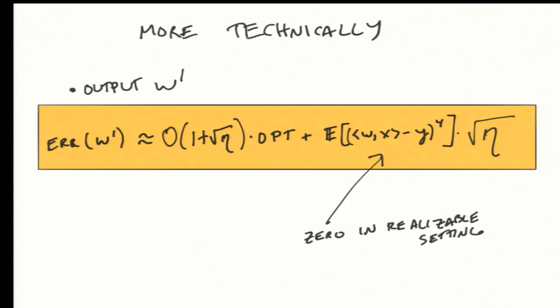Okay, and so more technically what we do is output some W prime whose error is roughly 1 plus eta times square root of eta times opt, plus this other term here, expectation of W dot x minus y to the fourth times square root of eta. And I'll just say that our dependence on eta, this square root of eta, is optimal here. It's not clear if this next term is optimal. I'll stop there. Thank you.